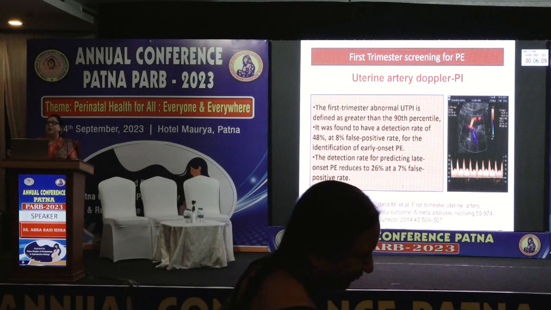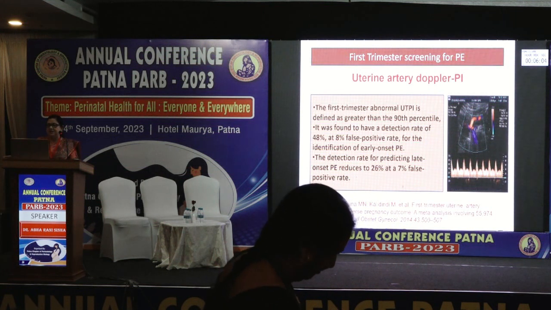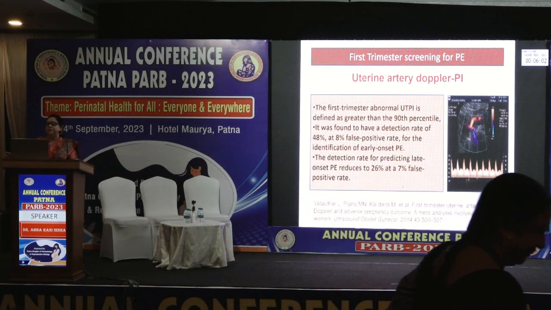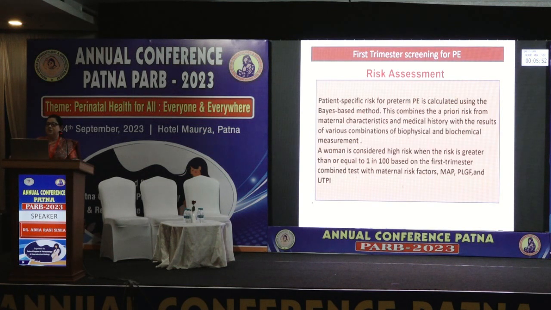The first trimester abnormal uterine artery PI is defined as greater than the 90th percentile. And this alone has a detection rate of 48% at an 8% false positive rate. For late onset, it does not have a good prediction rate; it is only 26%.